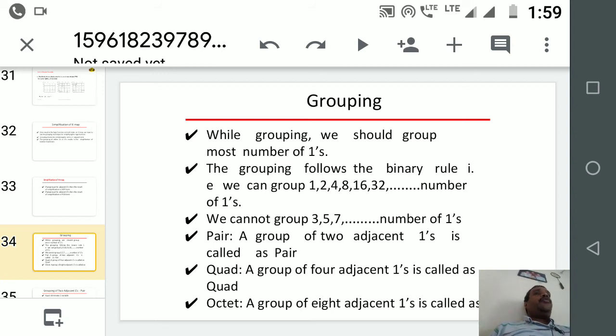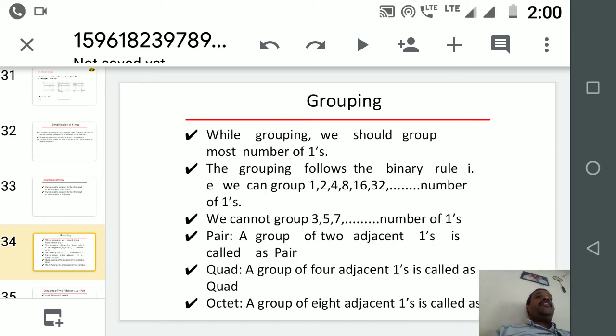Means if you want to make the groups, at that time what are the combinations? These are 1, 2, 4, 8, 16, 32. Okay, means 1 is nothing but 2 raised to 0, 2 is nothing but 2 raised to 1, 4 is nothing but 2 raised to 2, 8 is nothing but 2 raised to 3, 16 is nothing but 2 raised to 4, and 32 is nothing but 2 raised to 5. Likewise, you make the group, but we cannot group 3, 5, 7 number of ones.